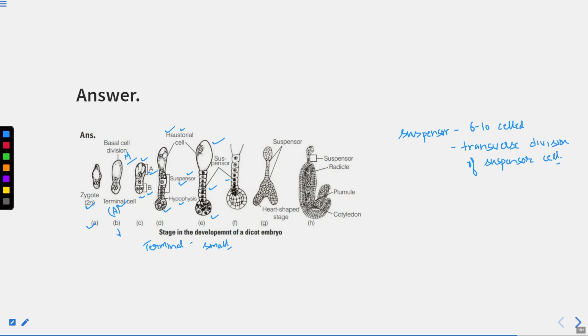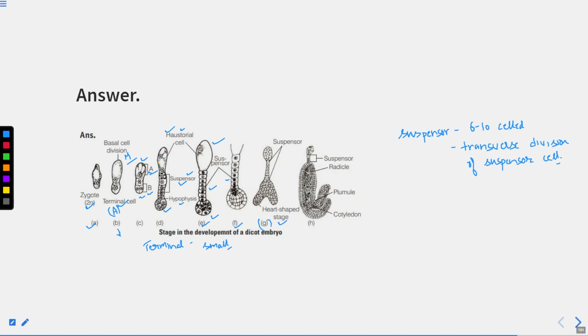Then later on what happens? Again you can see the embryonal cell, it divides twice vertically and once transversely, and they form an 8-celled embryo. Now, after this stage, after the E stage, you can see the F stage. Then later on, heart-shaped stage is developed. You can see this image G.